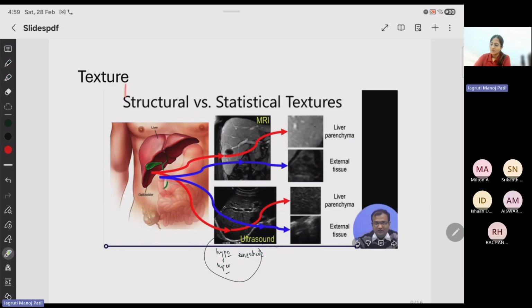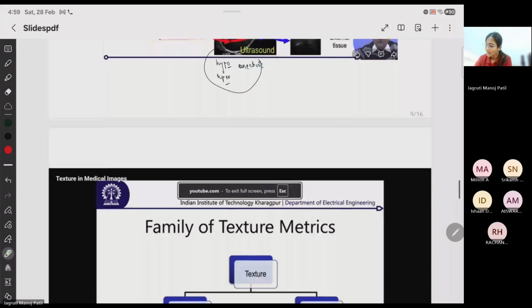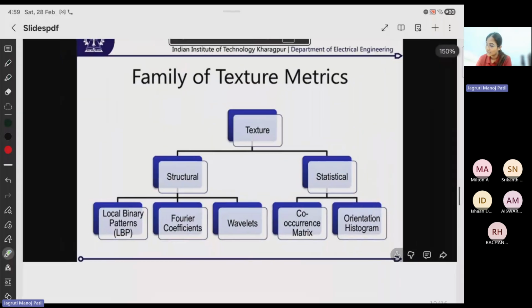So here the texture is being split into two. One is structural and the second is statistical. So both are differentiated like this.